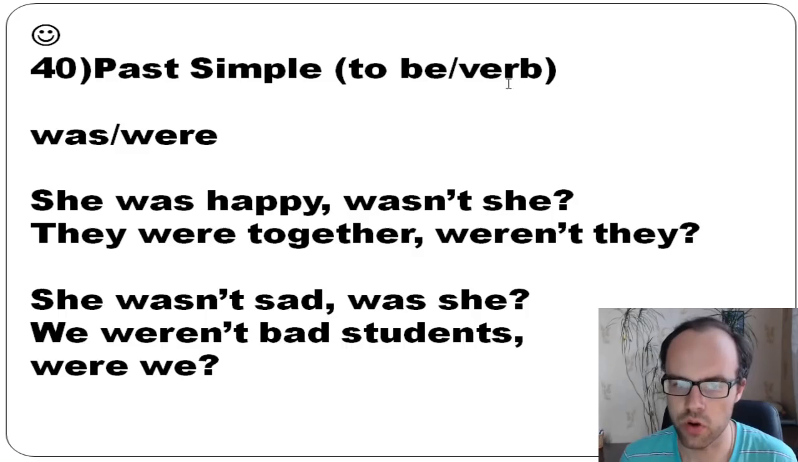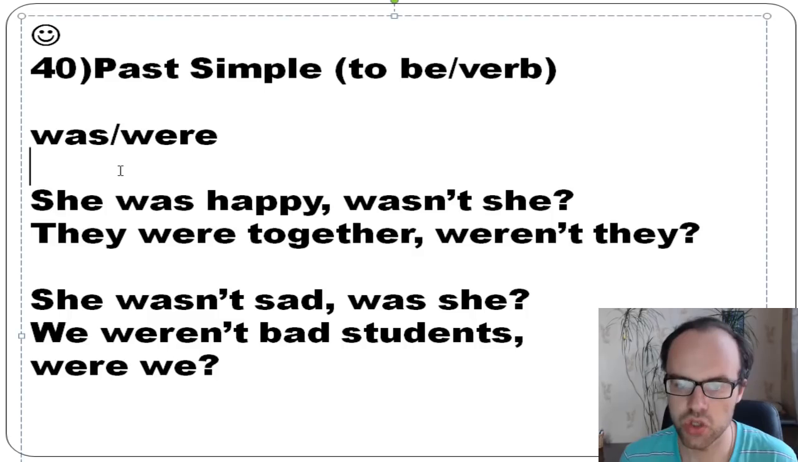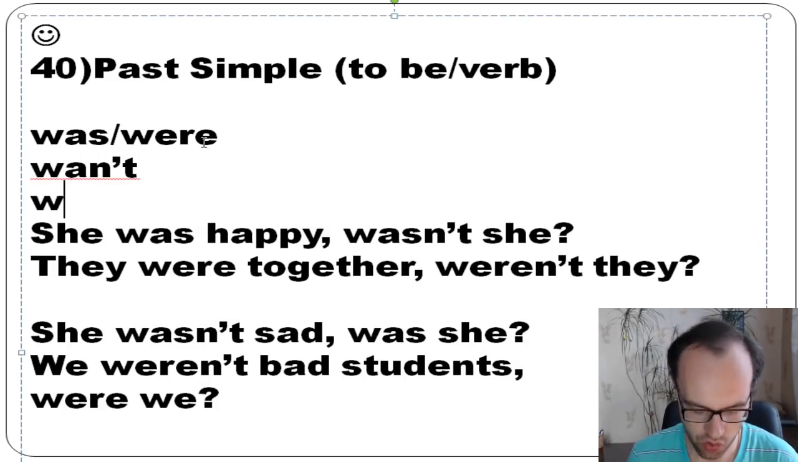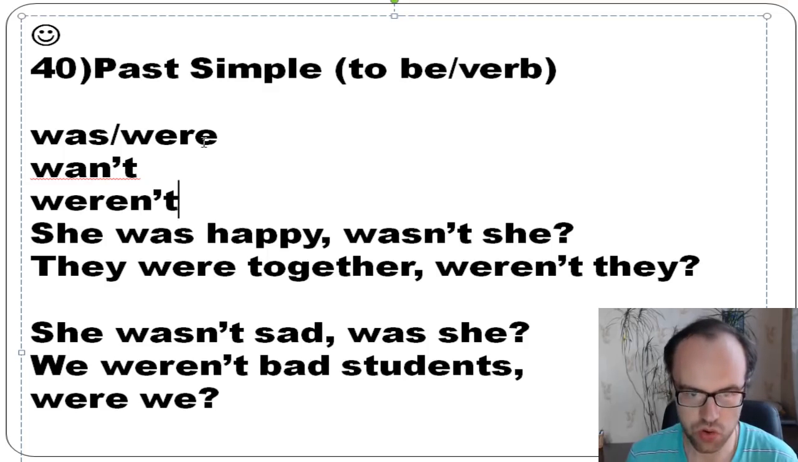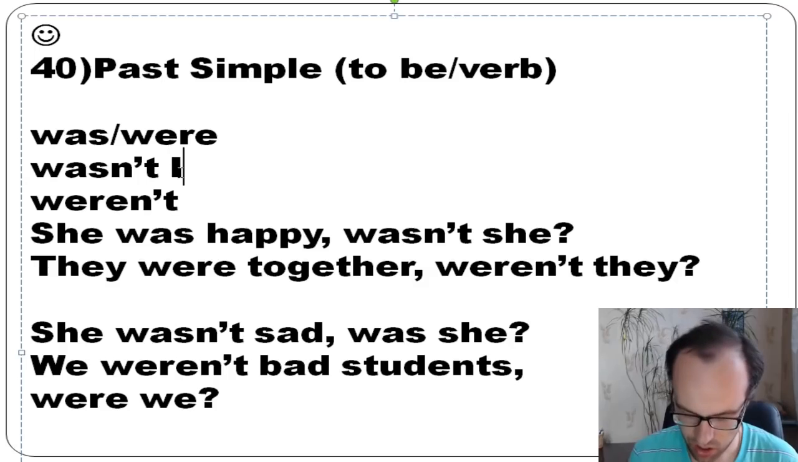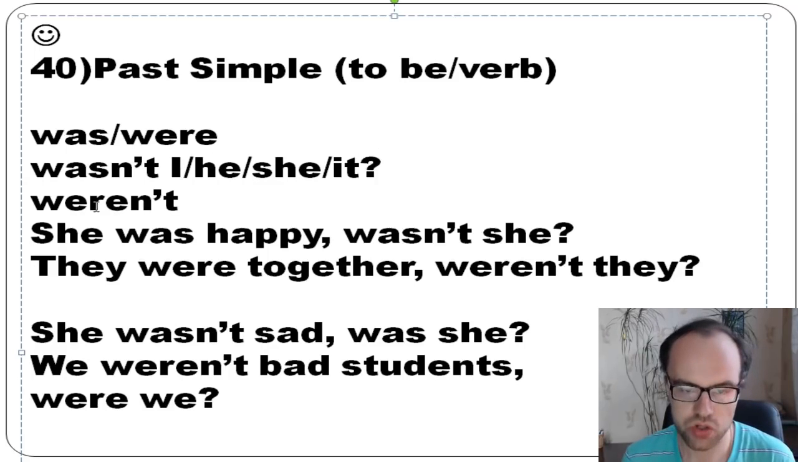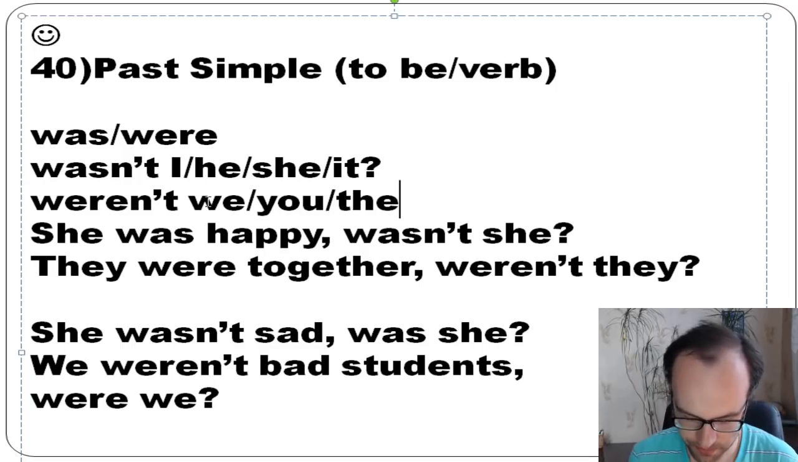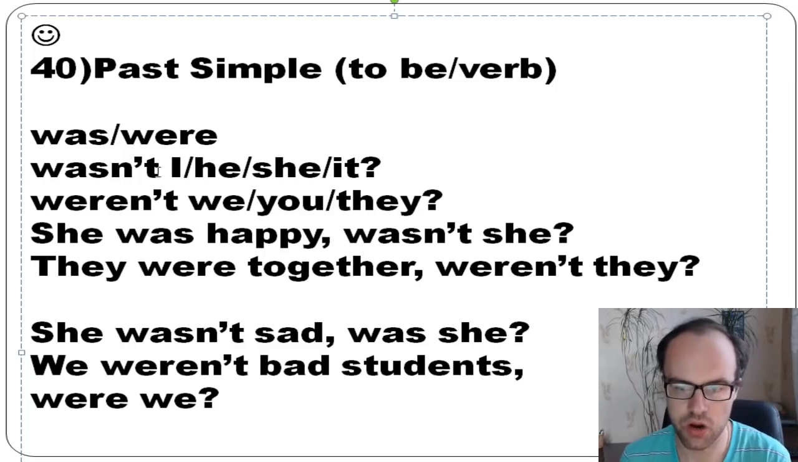Well, what about past simple? Let's talk about the verb to be. When we have was or were, if you have was or were, so you ask wasn't or weren't. Wasn't or weren't, okay? So wasn't I, he, she, it, okay? And weren't we, you, they, okay? Good. Very good.